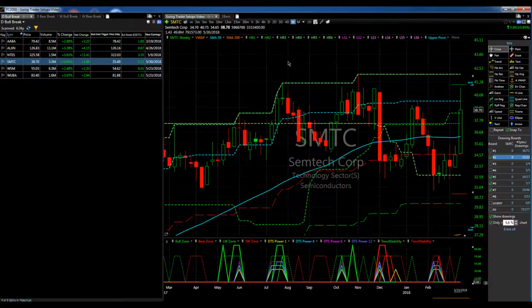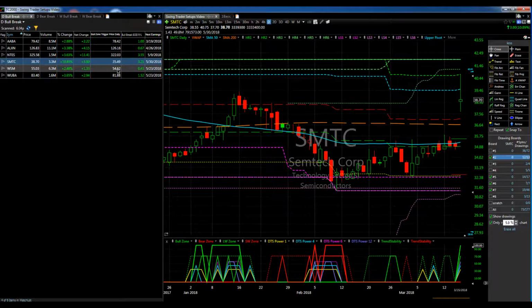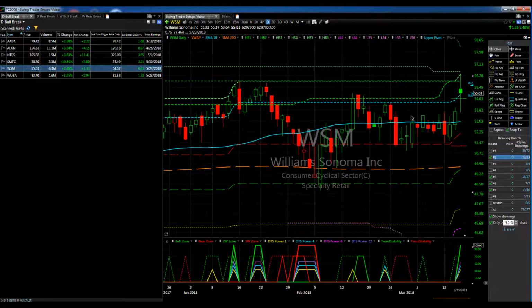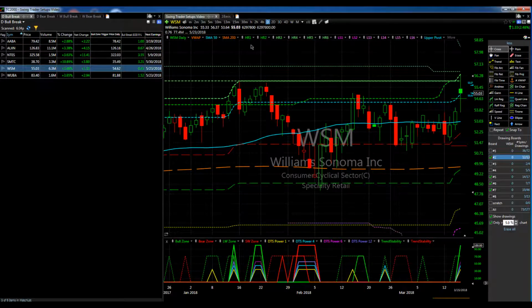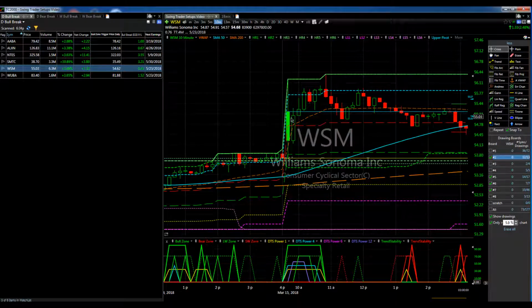WSM would be Williams Sonoma, same kind of little price action there on the daily, gap up. Lots of range. 53.64 low and a 56.37 high. So most of that range was in the open, 10-minute candle, and then you had all this chop all day. This is what I don't like to try to trade. I don't look at a lot of gappers for that reason. I'd just as soon trade the easy stuff.